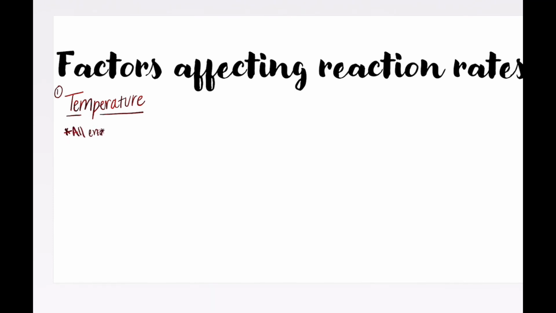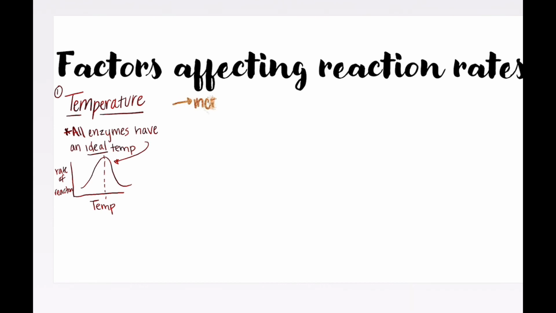Now, all enzymes have an ideal temperature that they're going to work best in. Okay, so there's an ideal temperature for all enzymes, and you can figure out that ideal temperature when you look at the graph. So you'll see graphs like this where you'll see the rate of reaction graphed against temperature. On those, at the very peak of your chart, that's the ideal temperature for that enzyme.